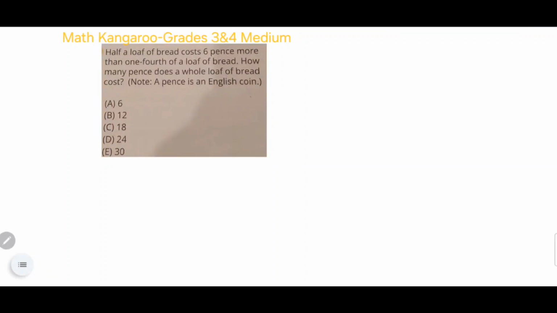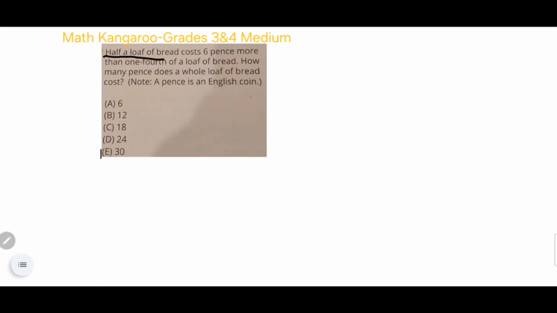In today's video, we'll be solving more math kangaroo problems. So, let's start. Our first one says, half a loaf of bread costs 6 pence more than 1/4 of a loaf of bread. How many pence does a whole loaf of bread cost? Note, a pence is an English coin.